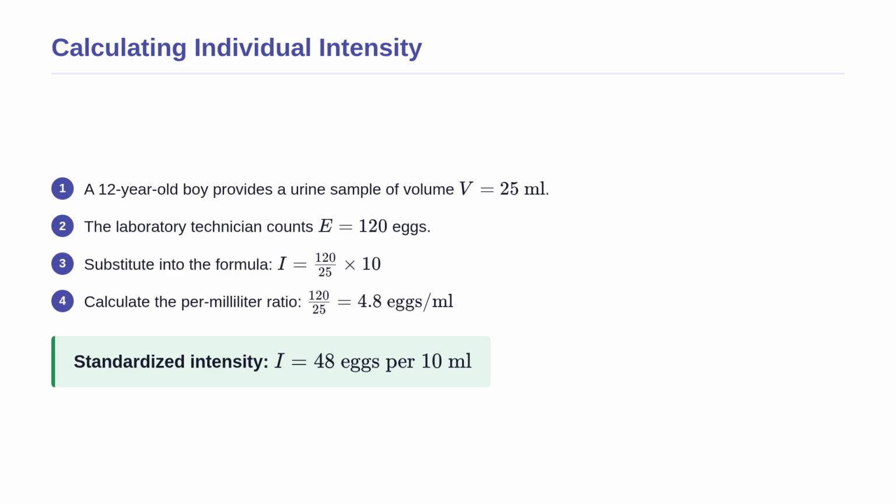First, we substitute our known values into the equation, dividing 120 by 25. This tells us there are 4.8 eggs in every single milliliter of urine. Finally, we multiply by 10 to standardize the measurement. The final answer is 48 eggs per 10 milliliters. Since the threshold for a heavy infection is 50, this boy has a moderate but dangerously high infection, requiring immediate medication.